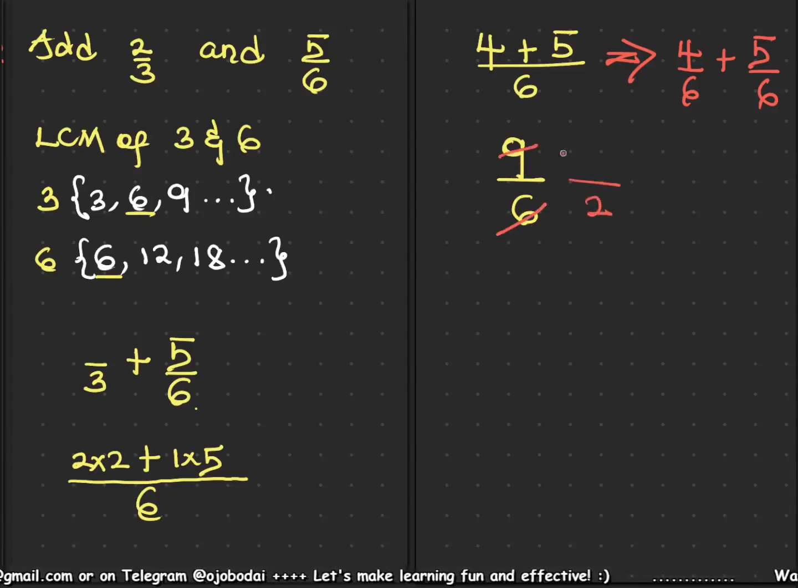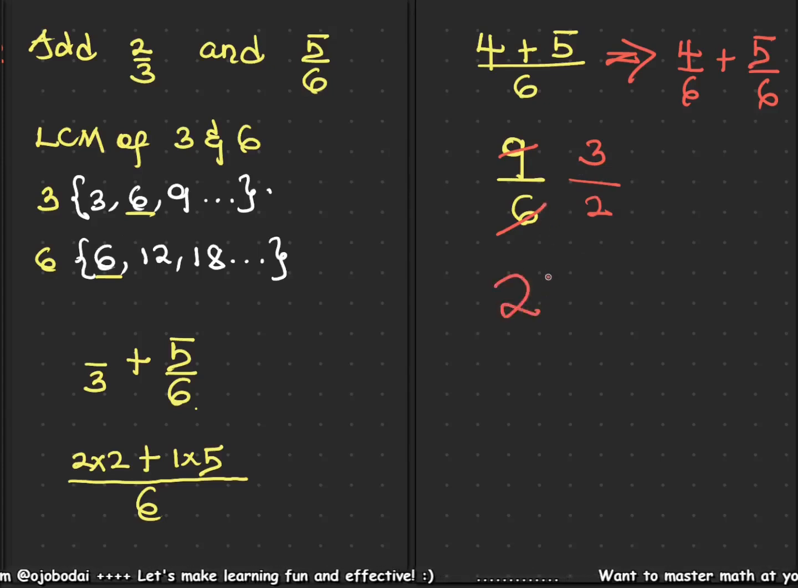Twice. And 3 divides 9, thrice. So I have 3 over 2. You see? So 3 over 2 can also be written as what? A mixed fraction. That is 1 whole number, 1 over 2.